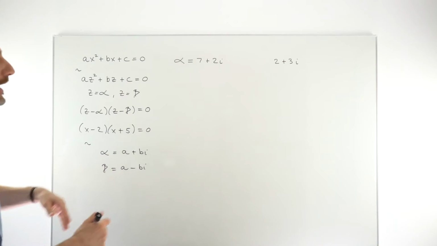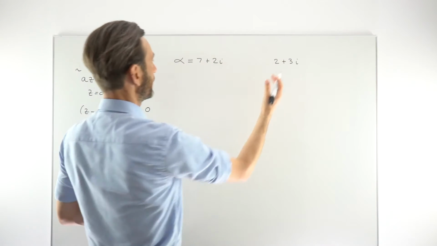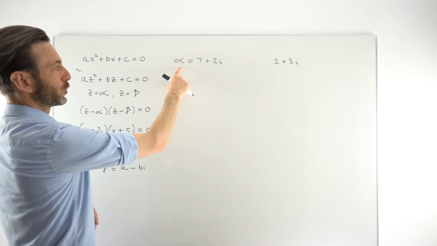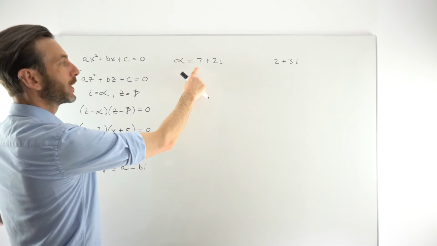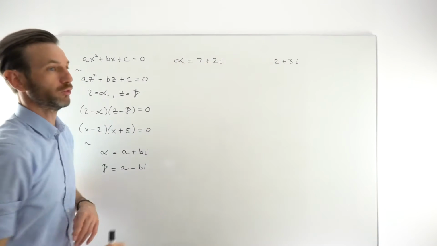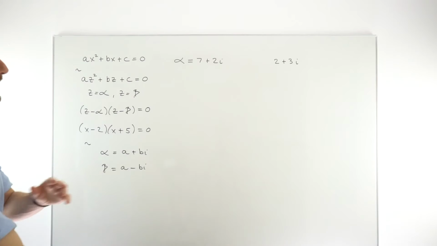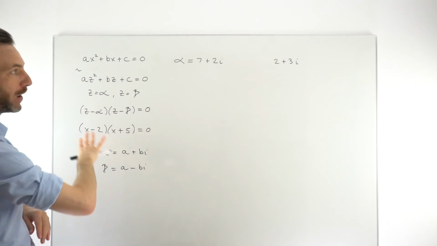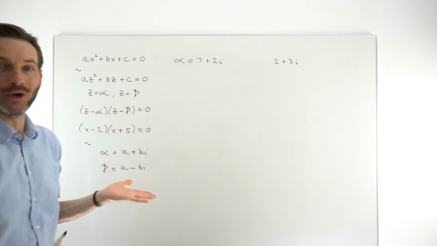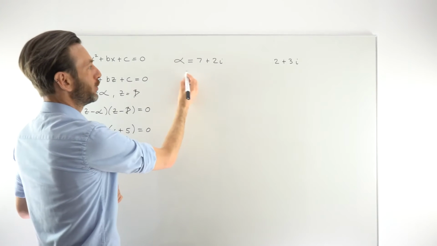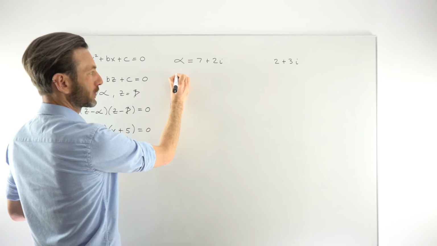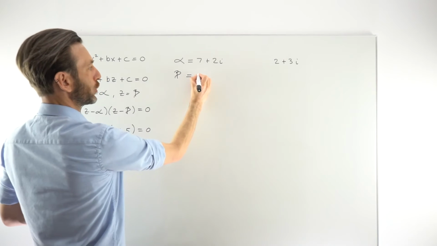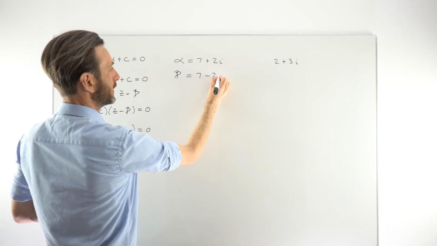Let's apply that to these scenarios. Say we've got some quadratic equation and we know that one of the complex solutions, the complex roots, is alpha, the complex number 7 plus 2i. If we want to find the second solution, we don't need to go through any algebraic process. We don't even know the equation anyway. But just by this complex conjugate pair idea, the other root has to be 7 minus 2i.